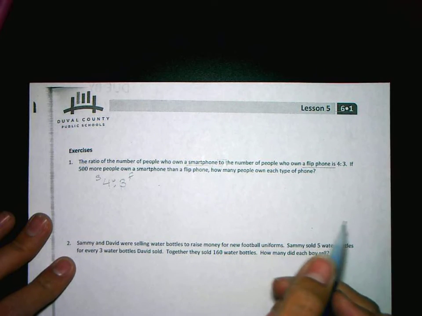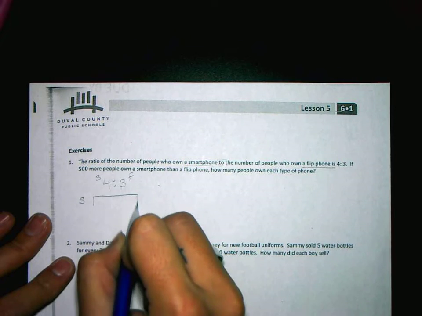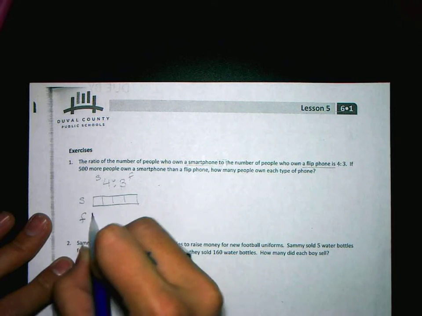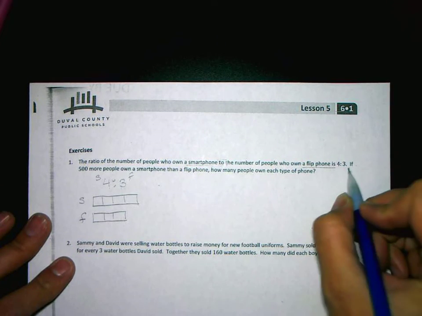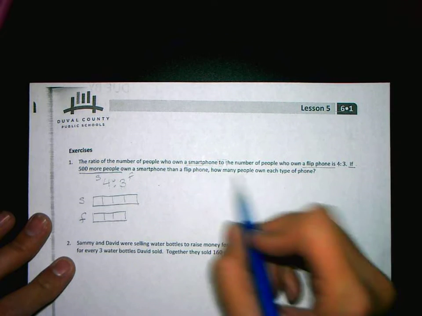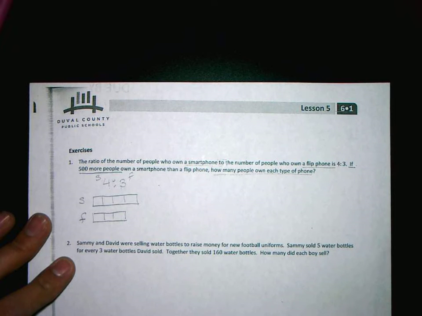Now I'm going to draw a tape diagram. So for my smartphone, I'm going to have 4 boxes, and for my flip phone, I'm going to have 3 boxes. I try to draw my boxes as equal as possible. Okay? If our question is if 500 more people own a smartphone than a flip phone, how many people own each type of phone?